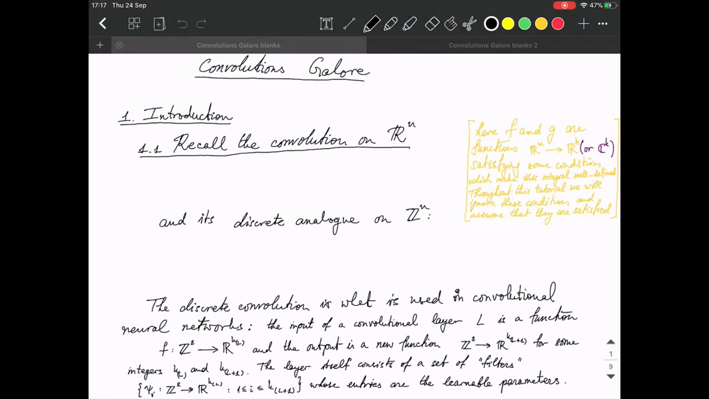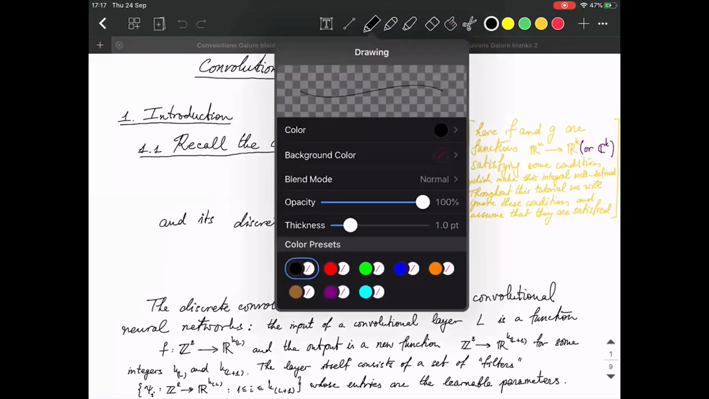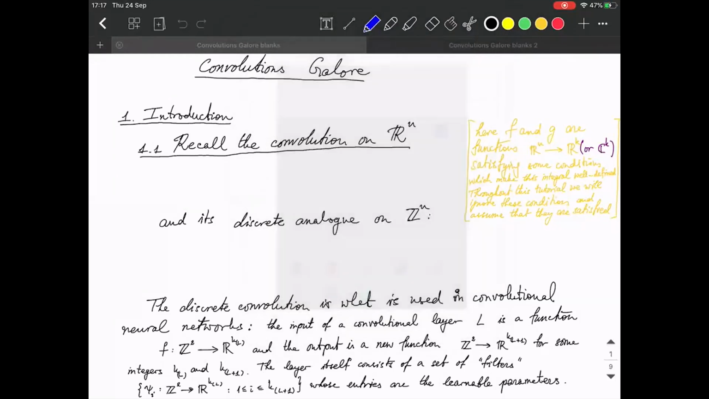So one type of convolution, the one that most people are familiar with, is the standard convolution on Rn. Just one second. Right, so if you have two functions on Rn, you can define a convolution between them by basically flipping one of them and shifting it around, and multiplying by the other and integrating the result.